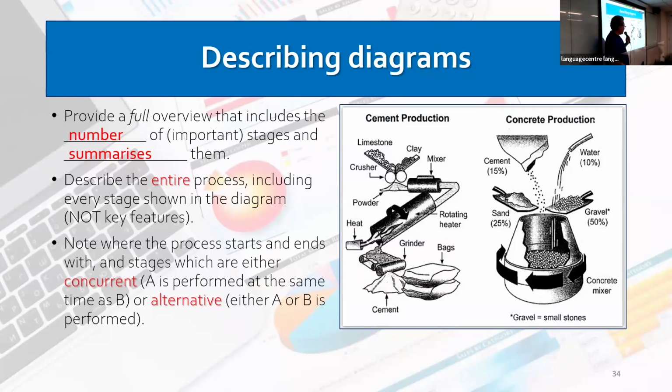Sometimes there is a trick in this type of diagram. That is, some stages can be concurrent. That means they happen together, they occur at the same time. Some steps can be alternative. That is, after A, you will have either step B or step C. So in your report, make sure you make it clear whether some steps are concurrent or alternative.